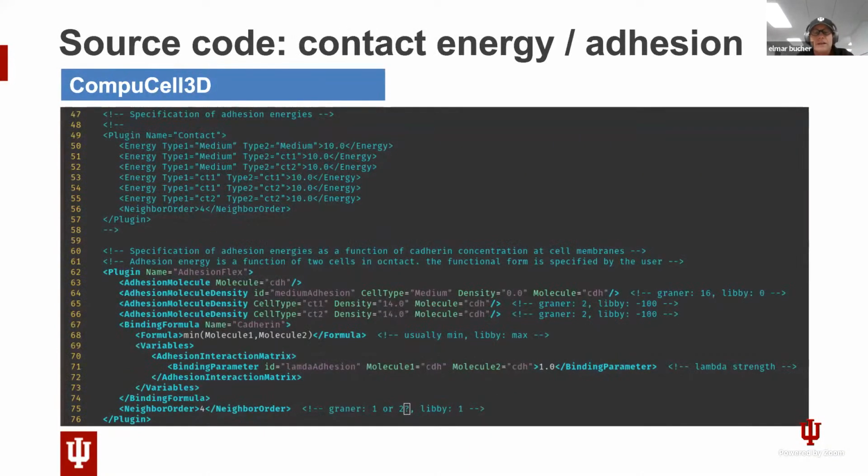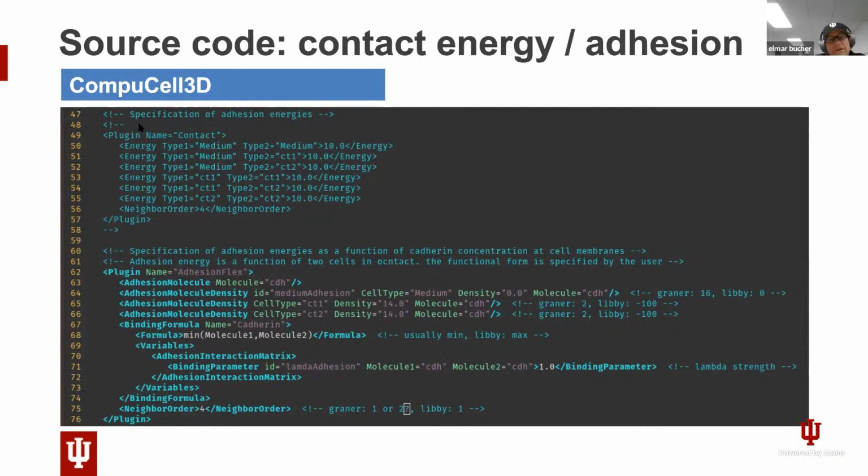Then contact energy and adhesion. This was one thing where we have a huge discrepancy to the code that we had originally in Morpheus. I will first explain how it's done in CompuCell, because I think we didn't do this really in class, and this is the way that we understand the Morpheus implementation. We had a little problem.